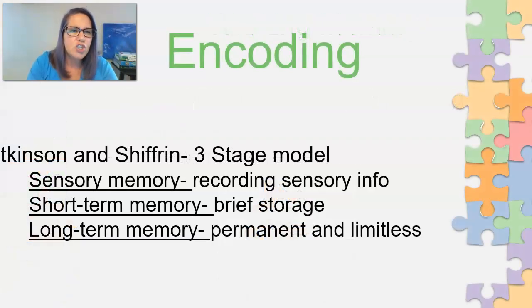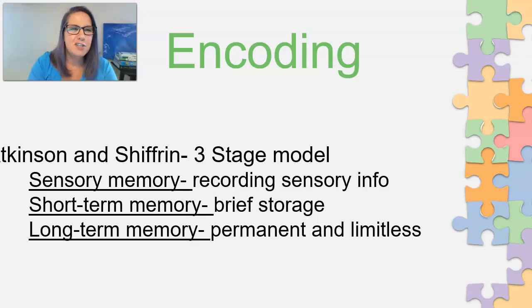Atkinson and Shiffrin, two very prominent psychologists, developed this three-stage model of encoding. The first stage is our sensory memory, anything that we record that starts with our senses, any of our five senses: hearing, smell, touch, taste. I'm missing one. Sight. How could I forget sight? That's the most important one.